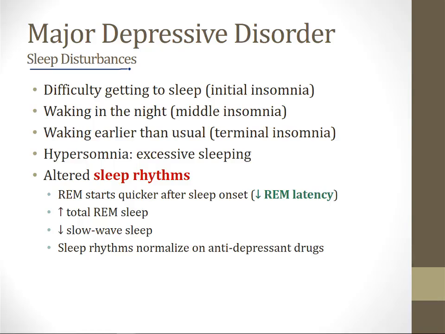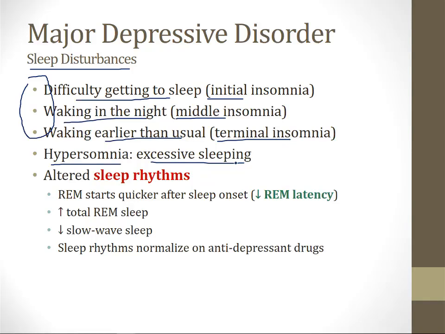Patients with depression can have many forms of insomnia. Some of them have difficulty getting to sleep. This is called initial insomnia. Other patients wake during the night frequently. This is called middle insomnia. And some patients wake earlier than usual and can't get back to sleep. This is called terminal insomnia. And all of these can occur among patients with depression. At the other end of the spectrum, there are some patients with depression who have hypersomnia. They don't have trouble falling asleep. They have excessive sleeping.